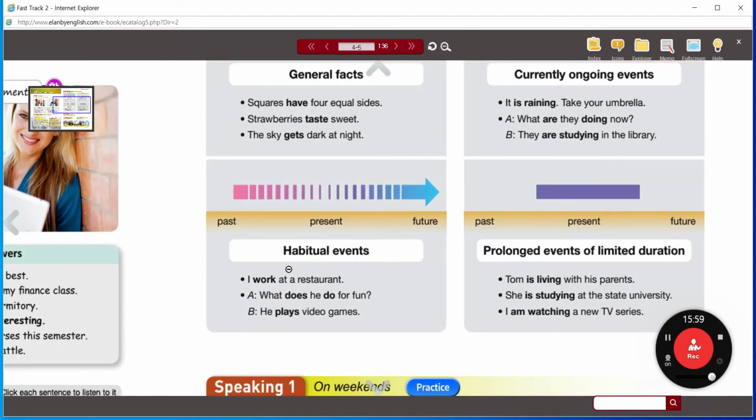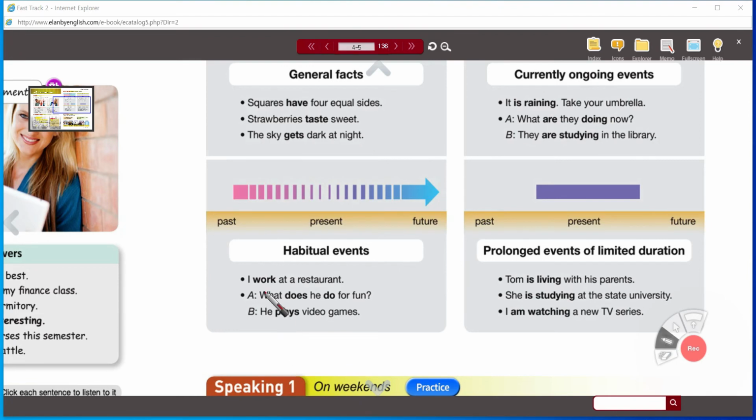We also use the present simple tense when talking about events that happen on a regular basis. Okay? Not every single moment, but at regular times. So the example they give here is, I work at a restaurant. Okay? So that's something that you're not doing all the time. Maybe you do it every day or every other day. For some students, you might use it every weekend. Okay.